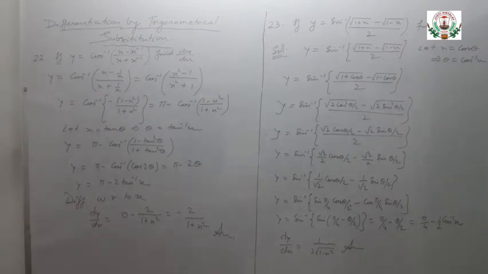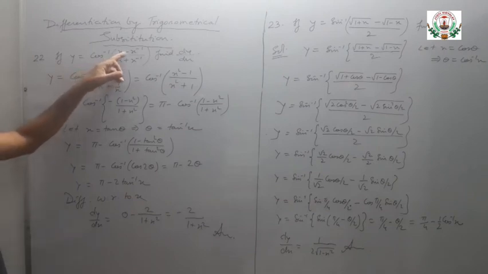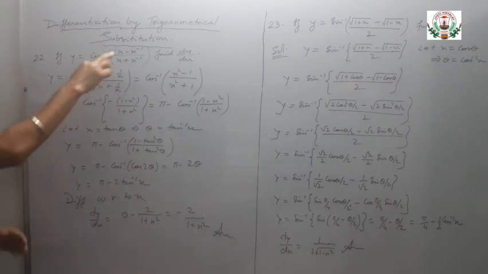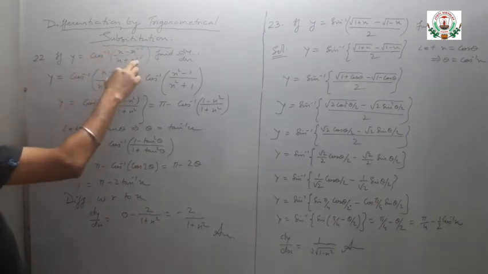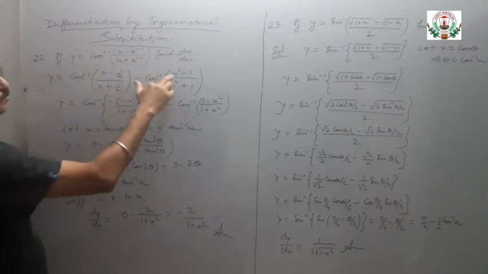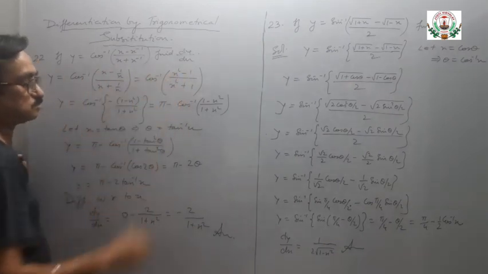Now the next question: if y equals cos inverse of (x minus x to the power minus 1) upon (x plus x to the power minus 1), find dy by dx. So x to the power minus 1 can be written as 1 by x, giving (x minus 1 by x) upon (x plus 1 by x). After taking the LCM it becomes cos inverse of (x square minus 1) upon (x square plus 1).